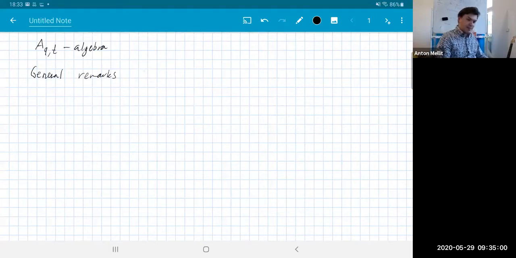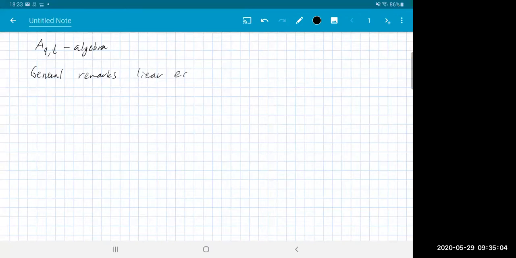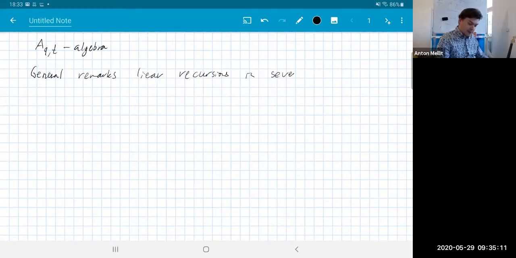I want to advocate the idea that linear recursions, possibly in several variables, several indices, are much better than nonlinear ones.